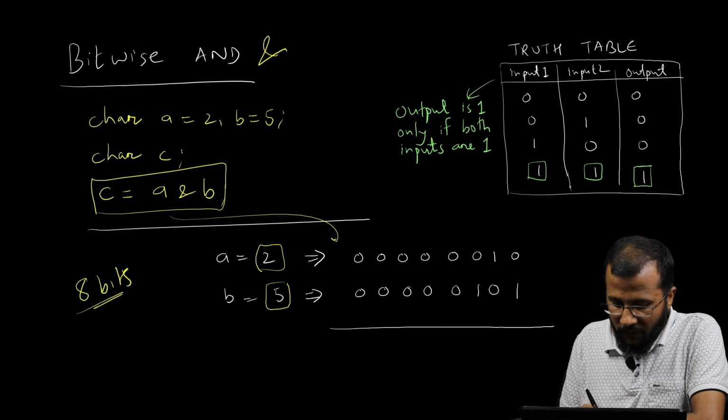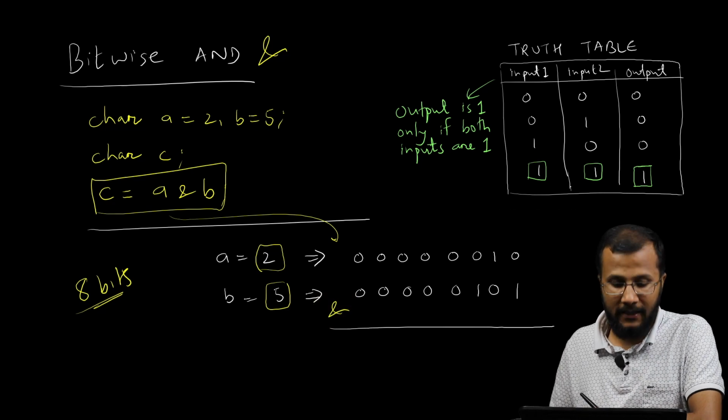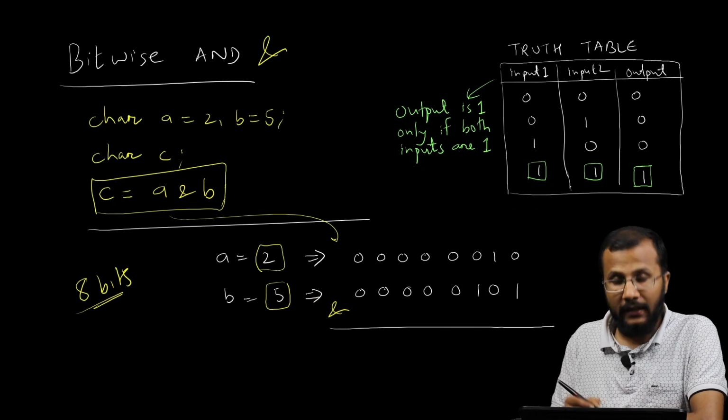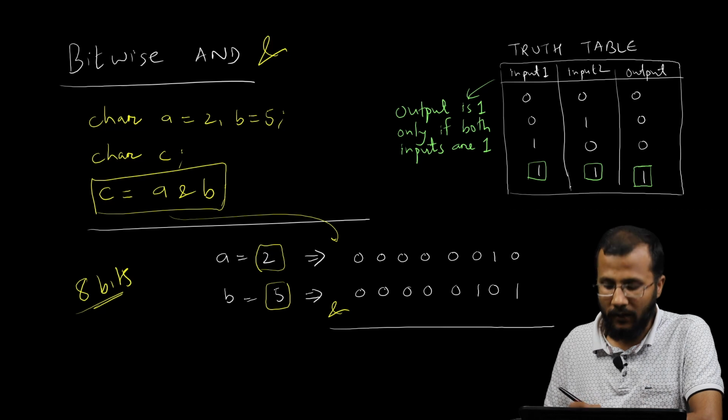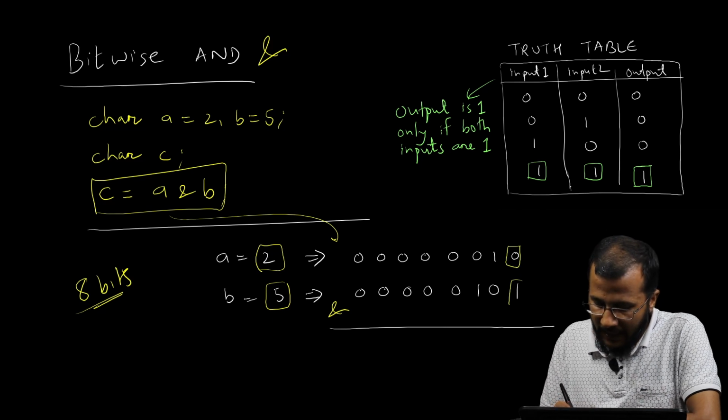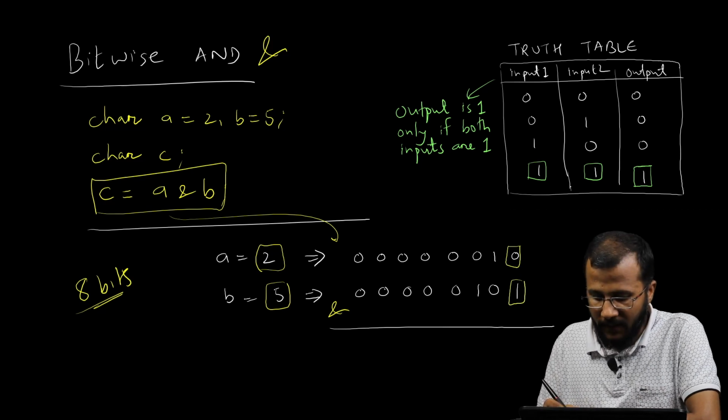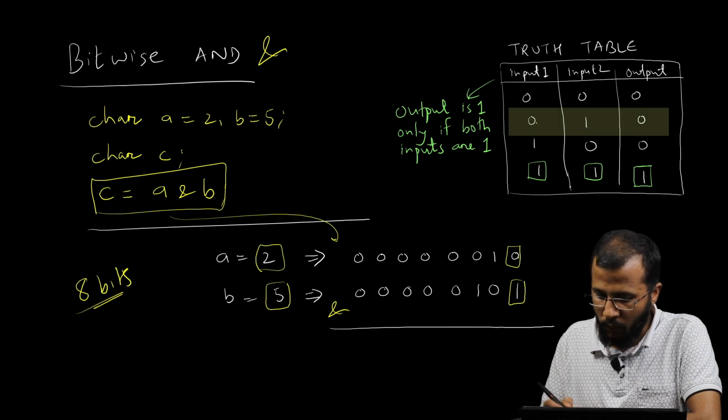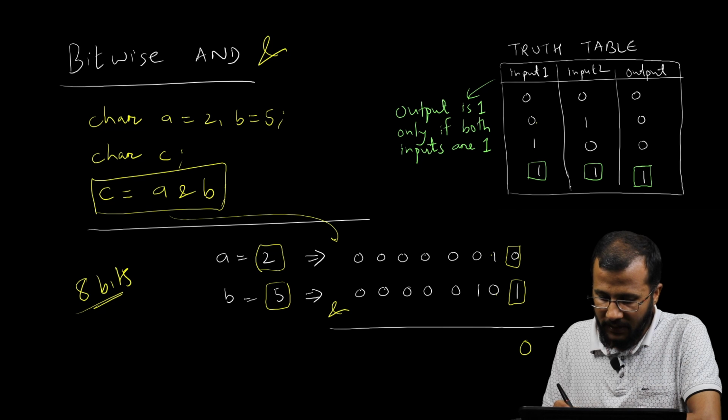And now if I try to perform the AND operation on this, I'll get the output here, and it will be treated bit by bit. First, the bits at the units place will be considered. So the inputs are 0 and 1. Whenever the inputs are 0 and 1, the output is 0. So this is treated with this one, input 1 and input 2.